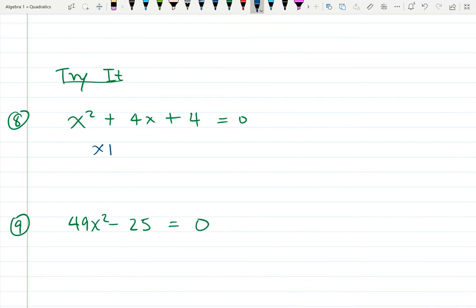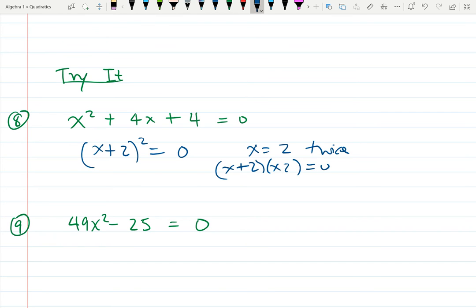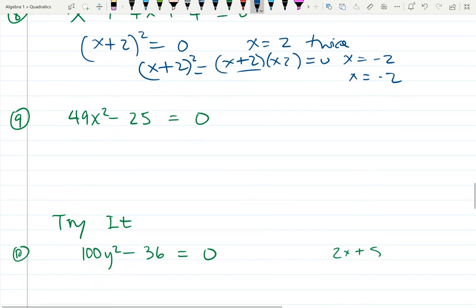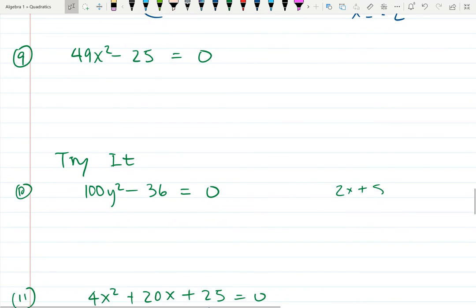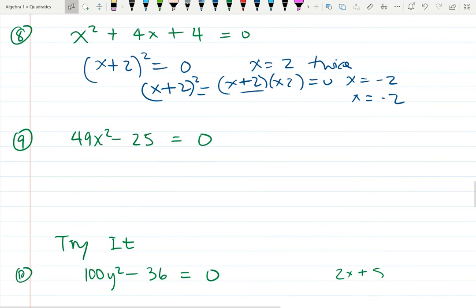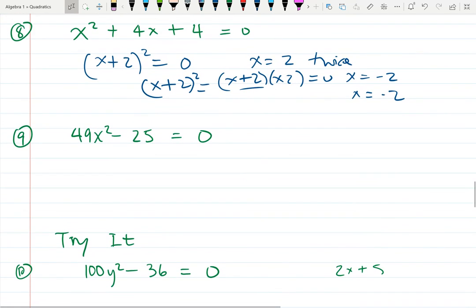So this one is going to be what? x plus 2 all squared equals 0. And then x is going to be equal to negative 2 twice, because it's x plus 2 times x plus 2 equals 0. That's what this means when you have x plus 2 squared. So you're going to get the same thing, x equals negative 2 and x equals negative 2. Same solution. So basically all the skills you learned in the previous videos is what you are going to apply here to find the solutions.